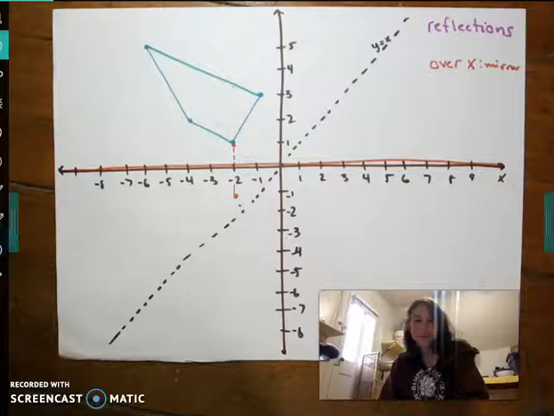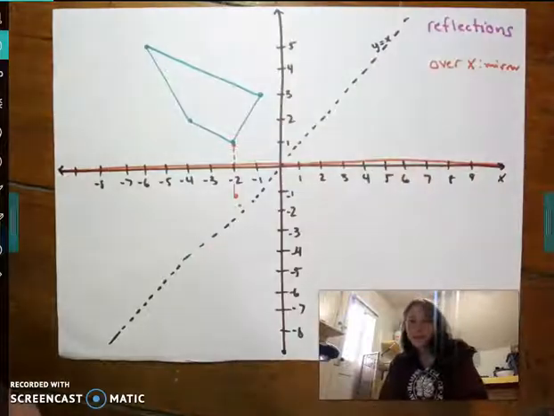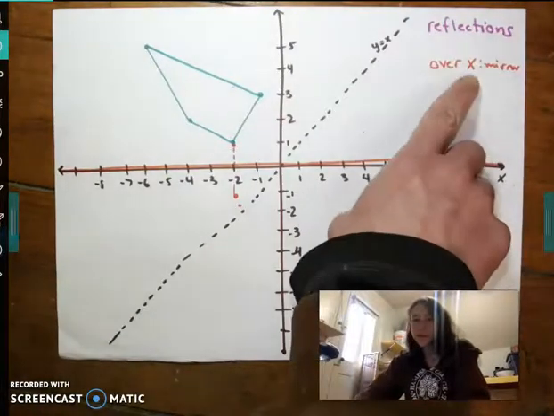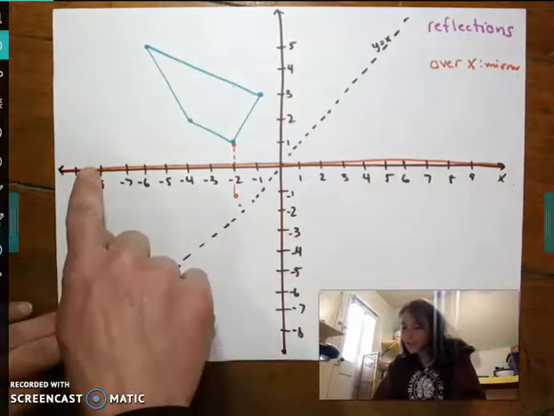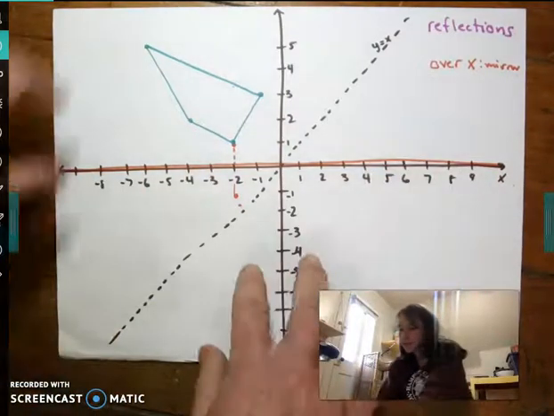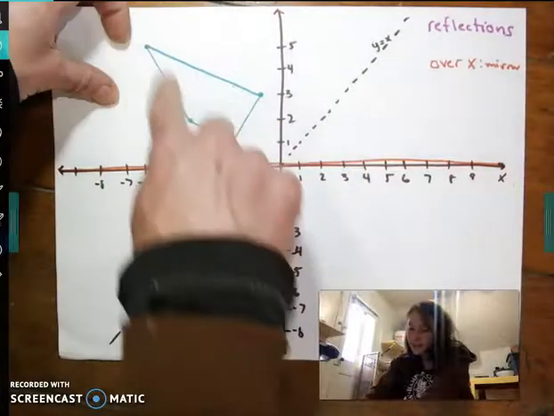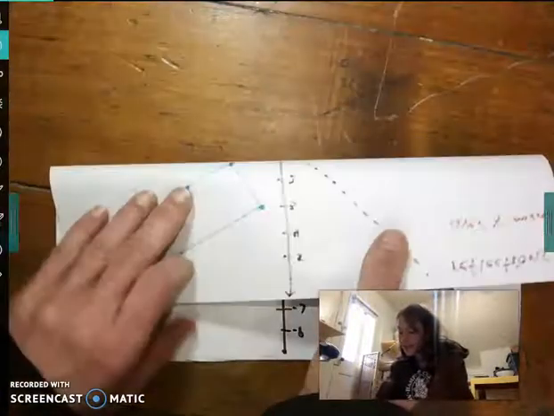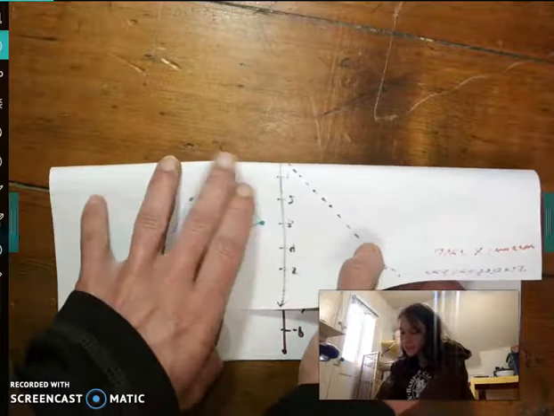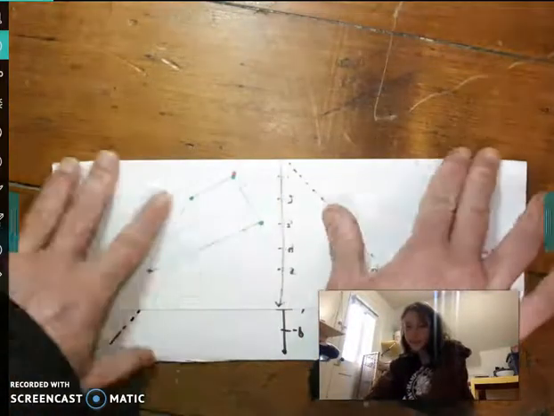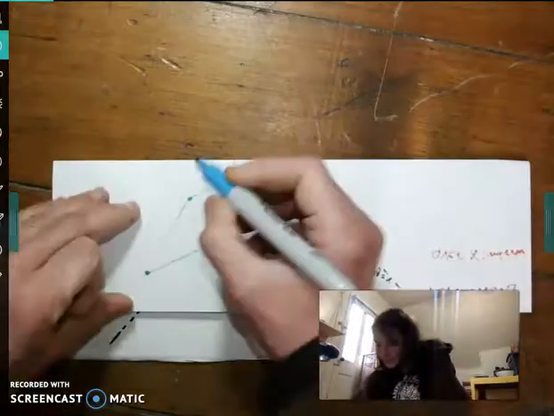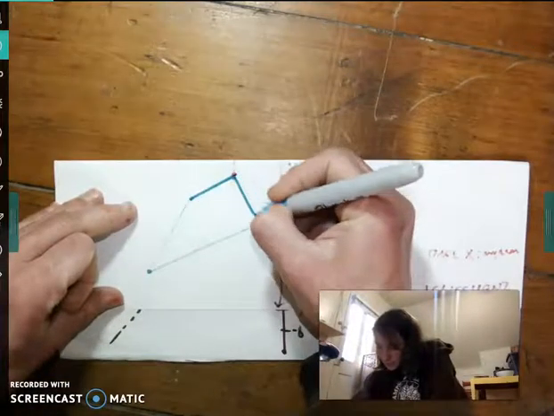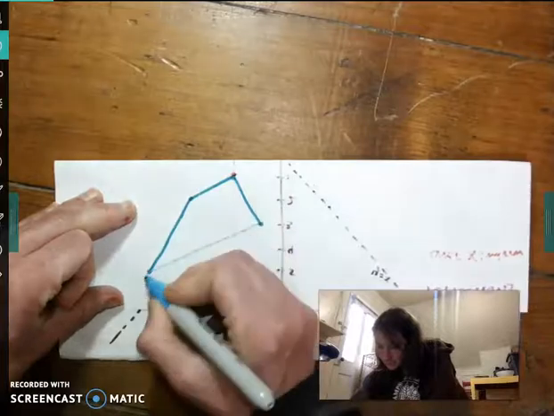Hello, pre-algebra students. In this video, we're going to talk about reflections, and we're going to start out by talking about reflecting over the x-axis. So in this case, we're thinking of the x-axis as a mirror. And so basically, if I want to reflect this shape over the x-axis, I'm just going to fold it across the x-axis, and it ends up down here. So my new shape is down below.